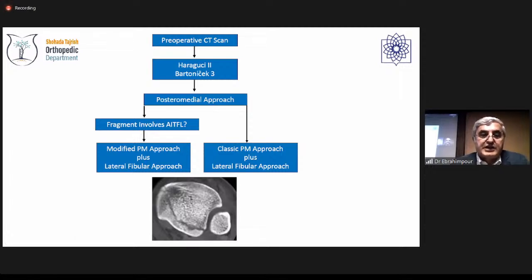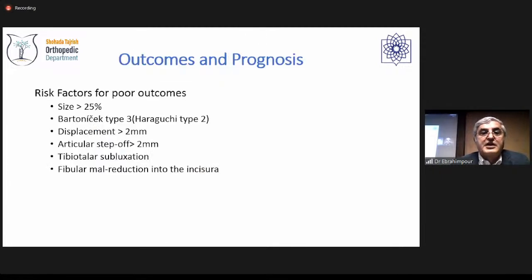And as mentioned before, the patient will be in supine position. When the fragment of the ATFL is involved, the posteromedial approach can be easily used because the patient is in supine position. Then the lateral fibula approach will be so simple. But when it is not, we can always use the classic posteromedial approach, in which the patient will be in prone position or supine, depending on the approach.